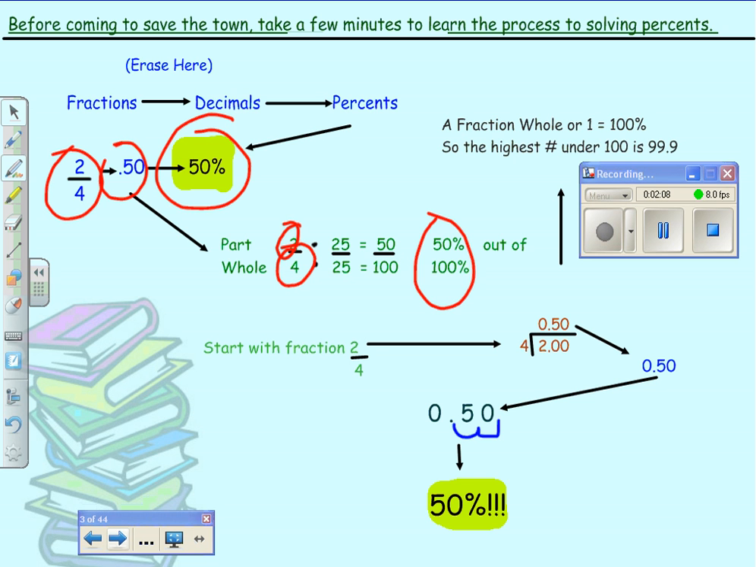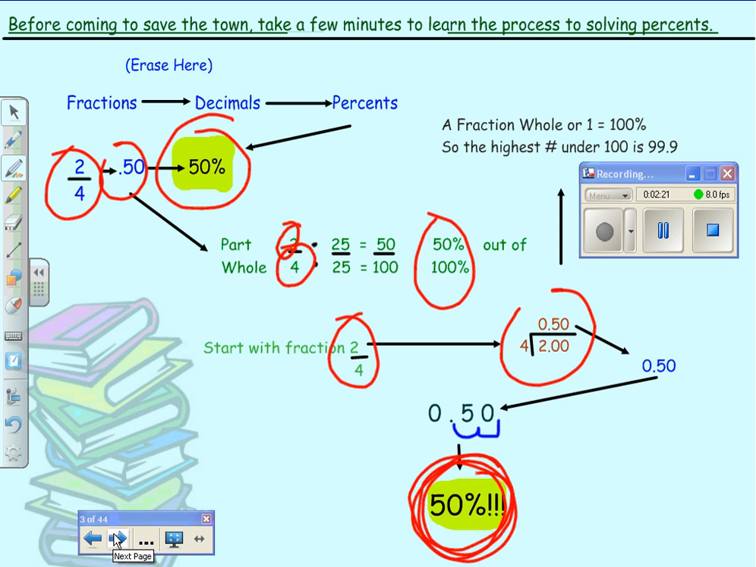Start with a fraction, 2/4. Divide it to make your decimal. Your decimal is 0.5. You move the decimal over 2 places, and then you end up with 50%.